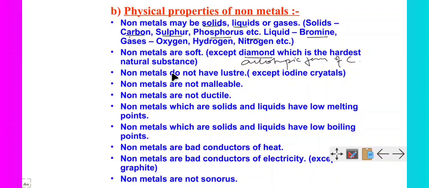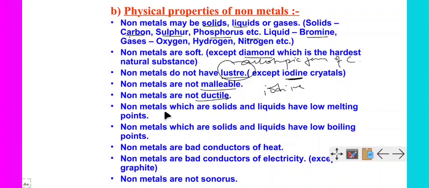Okay, so non-metals do not have luster. Metals are lustrous, and these non-metals are non-lustrous except this one, which is very important: iodine crystal. That means iodine is the only non-metal which has this lustrous property. Non-metals are not malleable, non-metals are not ductile, and non-metals which are solid and liquids have low melting points.